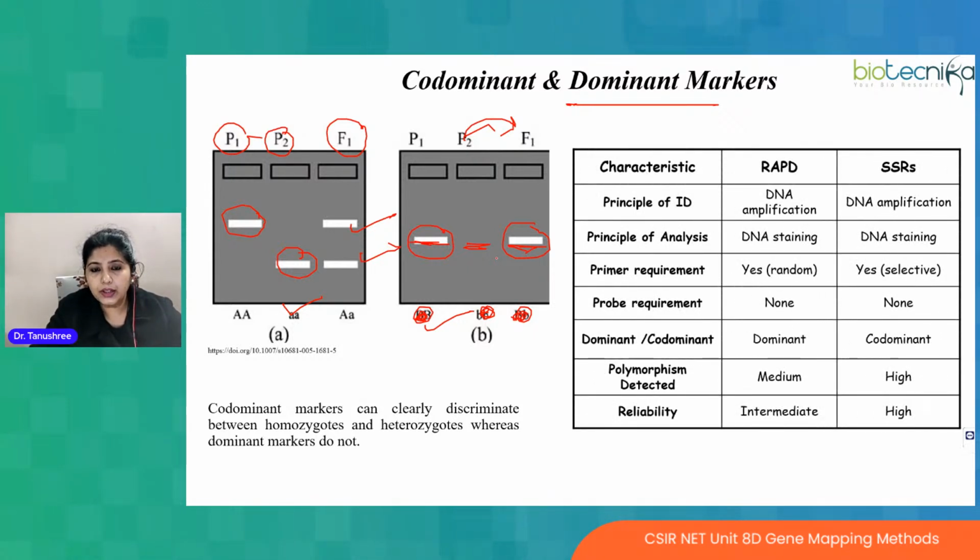Talking about the RAPD and SSR markers, RAPD stands for random amplified polymorphic DNA and SSR for simple sequence repeat. Both are PCR based markers, but the difference is that in RAPD we use random primers, but in SSR selective primers. The important point to note here is that RAPD is a dominant marker, SSR is co-dominant.